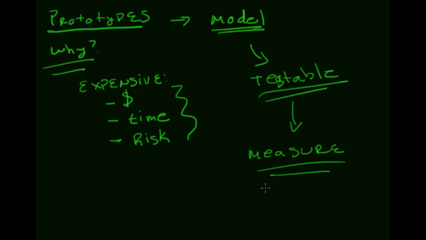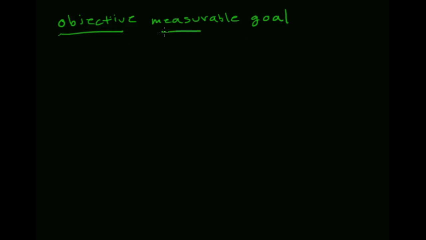All right, so let's talk about the elements of how you test a prototype. The first thing is that we have to have an objective, measurable goal. So in this particular test of our prototype, we have to have an objective, measurable goal. This should be set down in writing before you start testing. The goal should be written as a pass-fail statement.